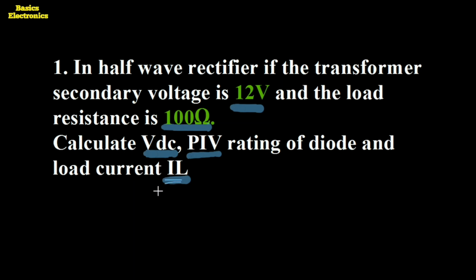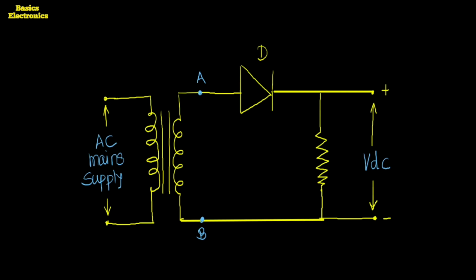Before solving the example, I would like to apply these values to the circuit diagram of this half wave rectifier. The secondary voltage of the transformer is given as 12 volts. It means the voltage of the transformer between terminal A and terminal B is equal to 12 volts. Here the load resistance of 100 ohm is connected.